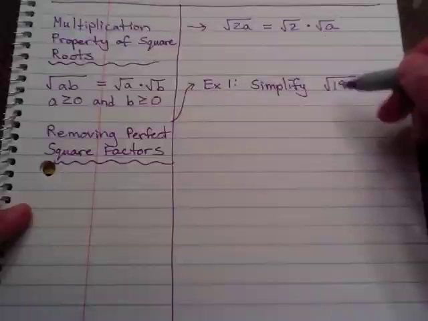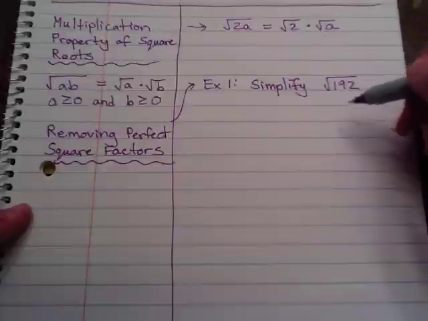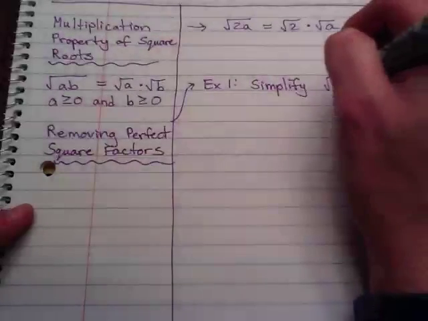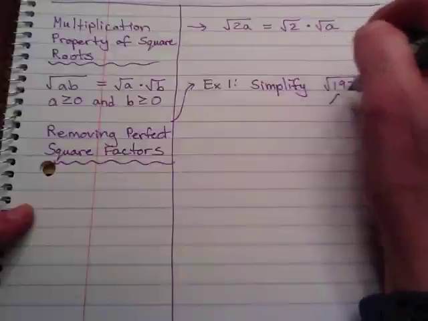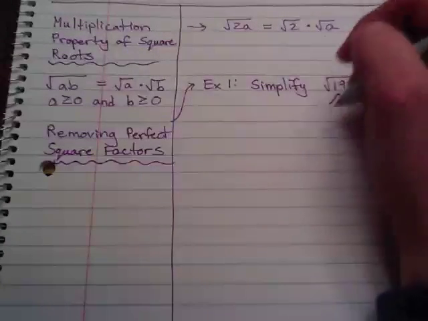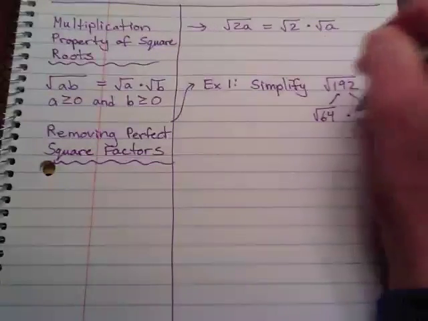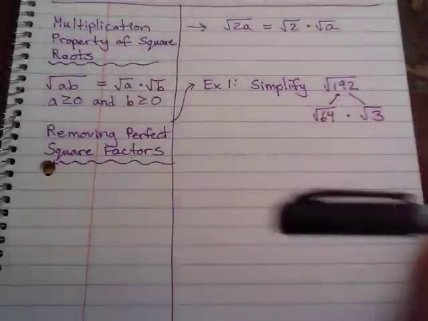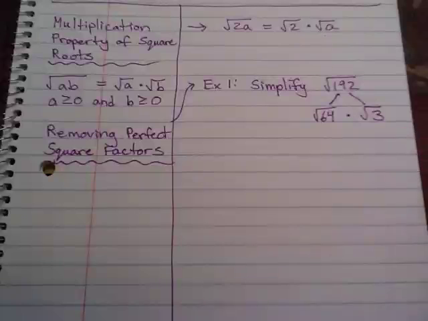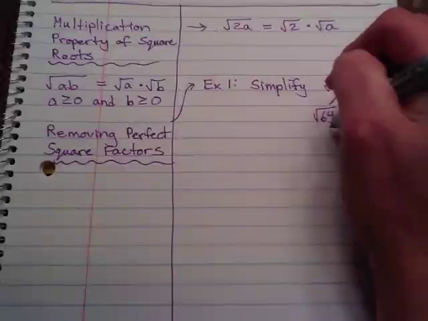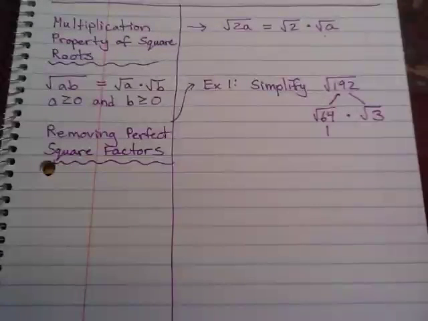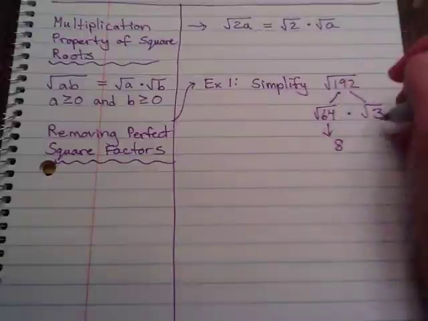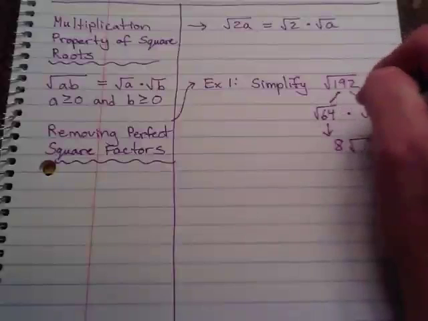And sometimes you'll see them, they're pretty easy. Other times you might have to look for a minute. But in this case, I know that 64 goes into 192 3 times. So I'm going to break it down into two pieces. I have the square root of 64 times the square root of 3. If I was to multiply those together, I'd have the square root of 192. Now I can break it down further. I can take the square root of 64. The square root of 64 is 8, and the square root of 3 is just square root 3.